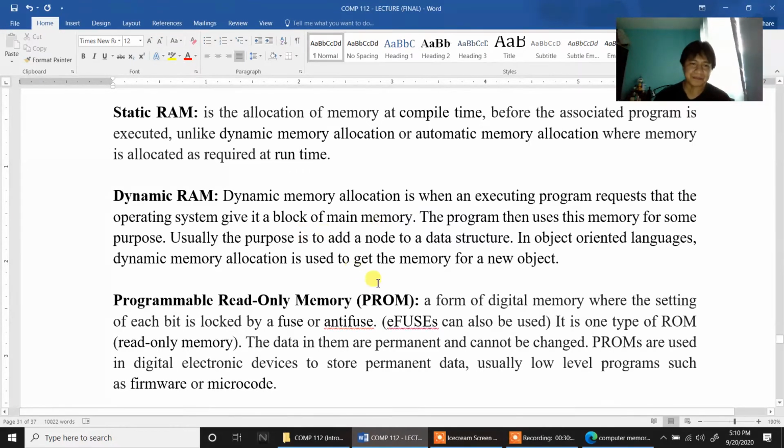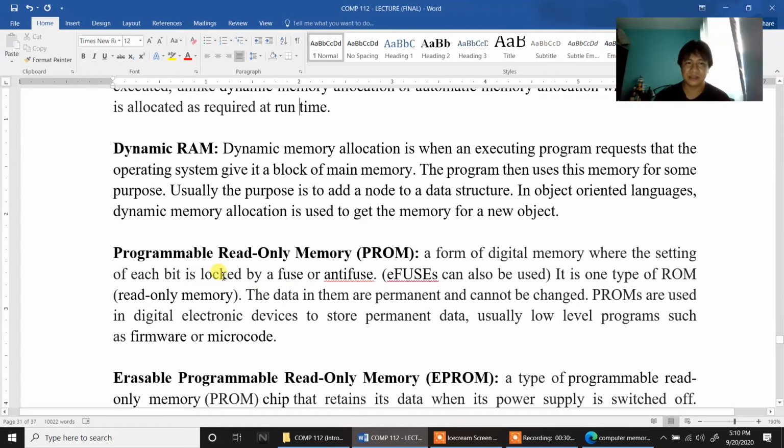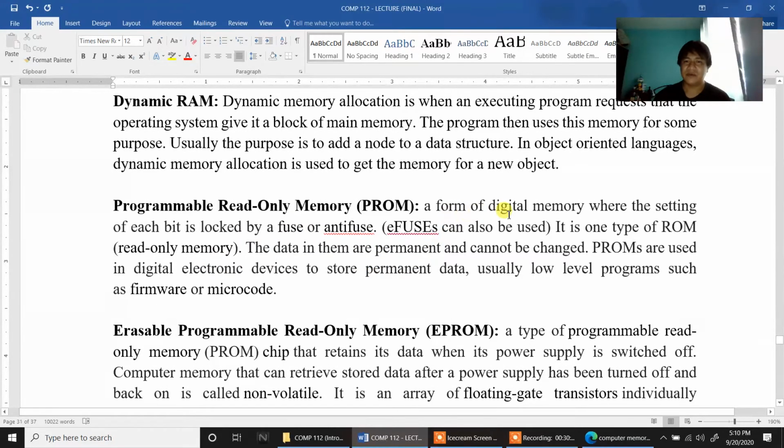Then we have programmable memory. So a form of digital memory where the setting of each bit is locked by a fuse or anti-fuse. It is one of the types of read-only memory. The data in them are permanent and cannot be changed. So once you reprogram it, hindi na pwede ma-change. Okay? Are used in digital electronic devices to store permanent data, usually low-level programs such as firmware or microcode.